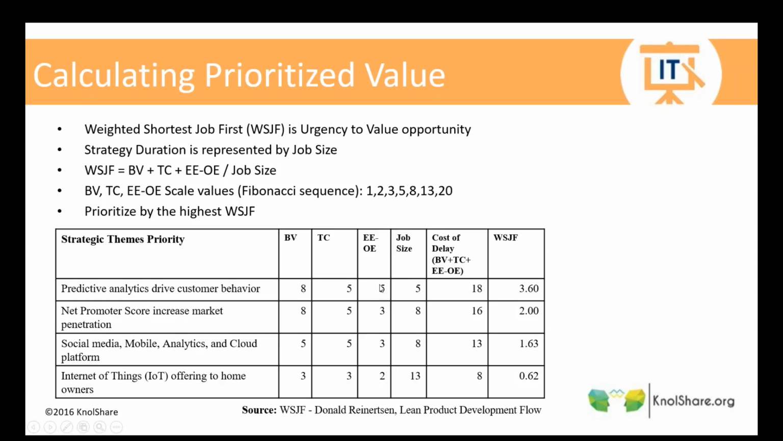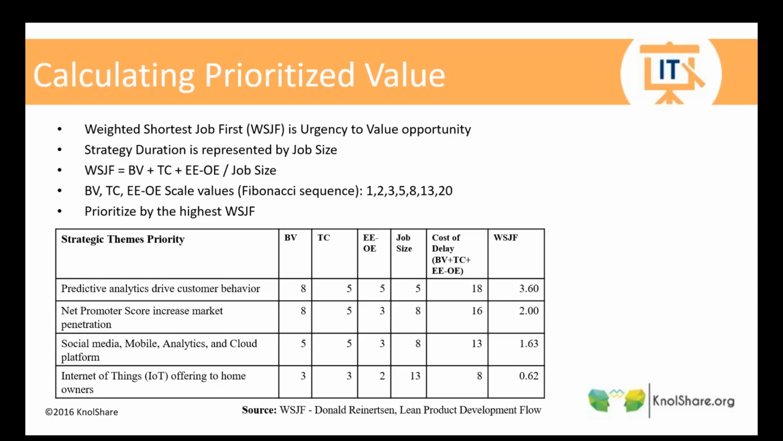the opportunity enablement is 5, and the job size, which is duration of our strategic goal, those put together and run through the calculation give us about a 3.6. So we would say, based on the highest WIIFM value, this would be the first thing we would look at and attempt to get that solved and bring value to the organization.